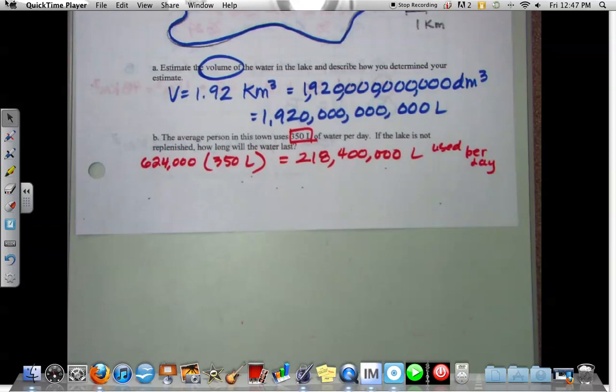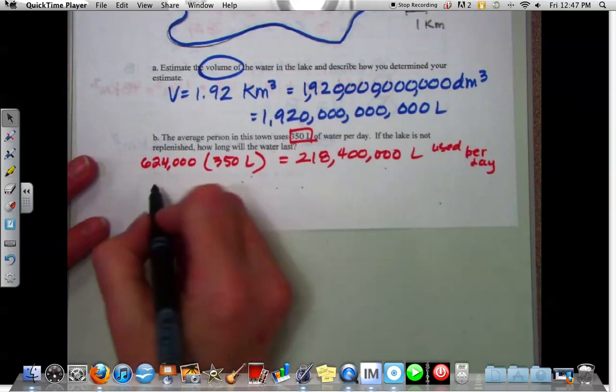All right, if the lake is not replenished, how long will the water last? So how much water do we have? Okay. And how much are we using per day? Are we going to subtract it? Why would I divide it? We'll see how many times it goes into it.